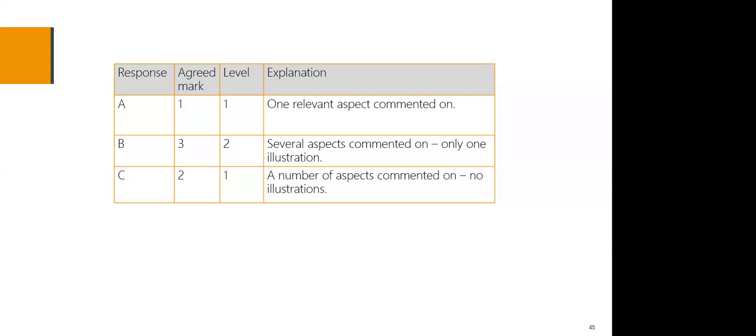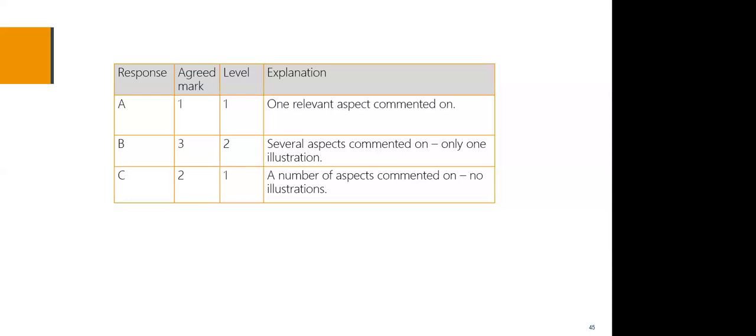B got 3 marks because several aspects were commented on. Substitution may still produce the same amino acid. Deletion and addition would result in different amino acids. It gives one example: substitution of GAA to GAC would change glutamic acid into aspartic acid. That is the only illustration that's given. So although several aspects are commented on, it's restricted to 3 marks. It's level 2, 3 marks.